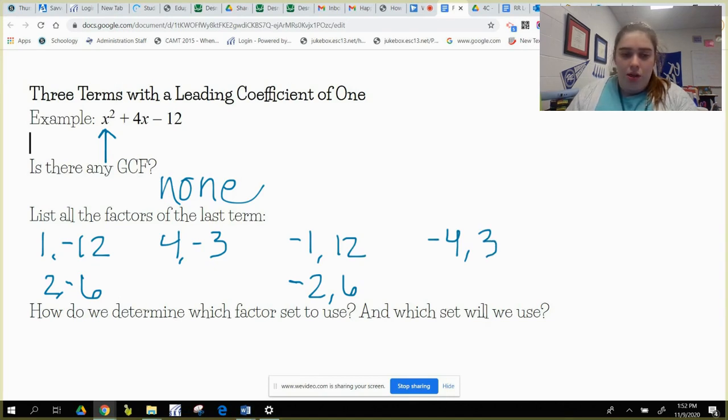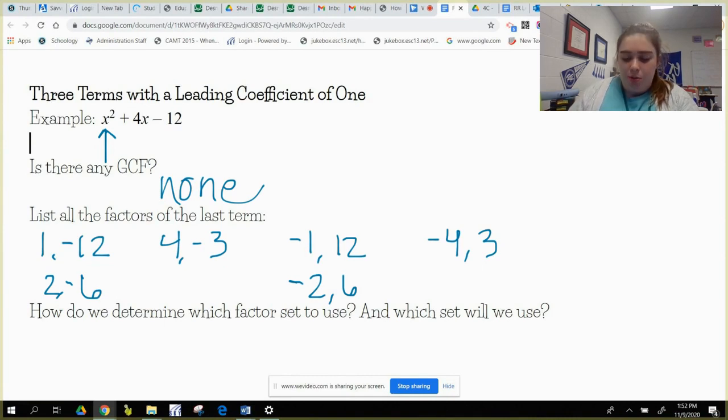Okay, the reason I wrote those sets again in a different way is because, for example, in that 1 and 12 set, the 12 doesn't have to be negative. It just has to be one of those numbers. So it could be the 1 or the 12 that's negative, okay? So those are all the factors for negative 12, and you'll see why we wrote all of them. Right now, we're going to determine which factor set we're going to use next.